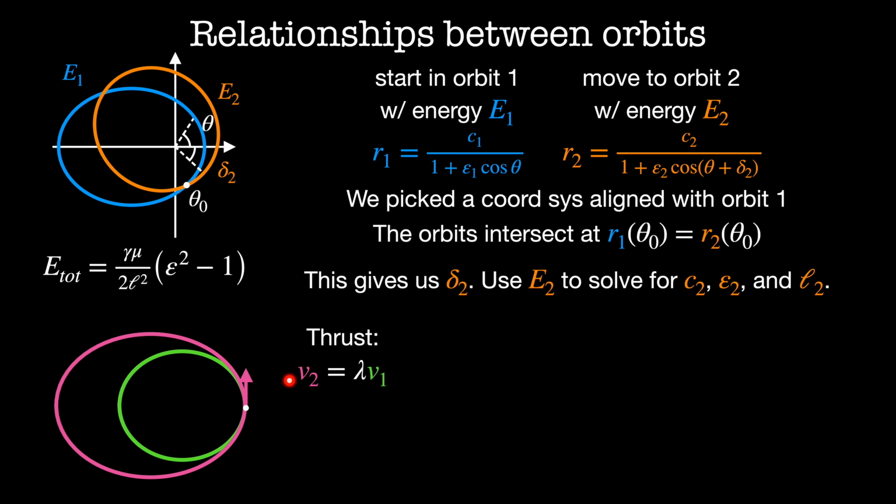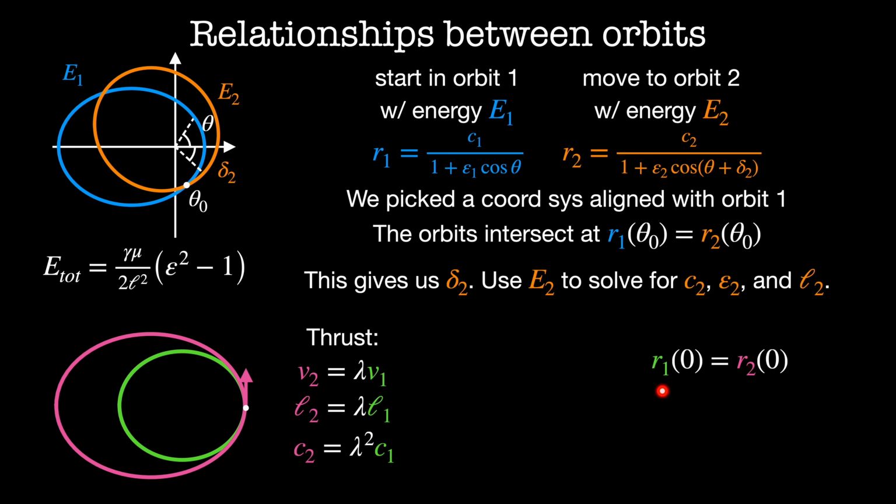And this relationship is going to have a knock-on effect for all of our other constants. First, the angular momentum, which is the radius cross the momentum, is also going to increase by a factor of lambda because it's just proportionate to the velocity. Since the constant c is equal to the angular momentum squared divided by the force constant gamma times the reduced mass mu, then c2 will be equal to lambda squared times c1, since gamma and mu don't change in this system.